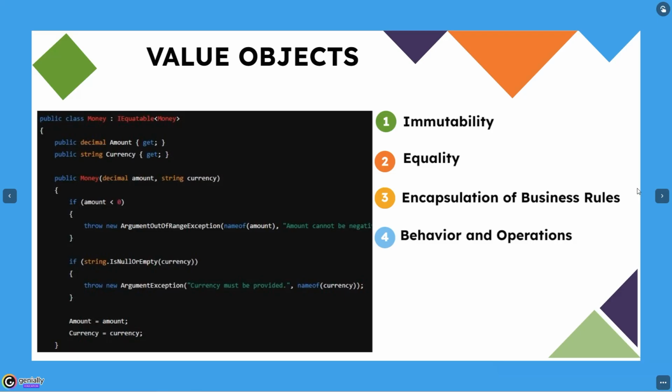So, by using a money value object, you can enforce business rules, maintain consistency, and ensure the integrity of monetary values within your domain model.